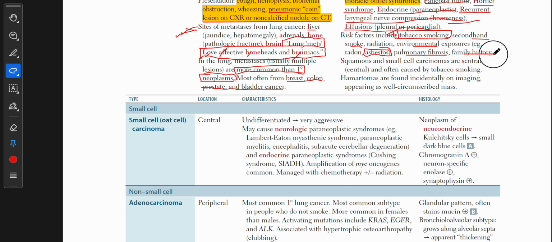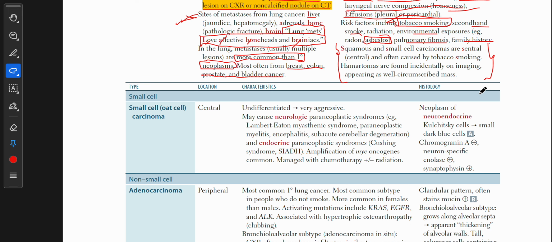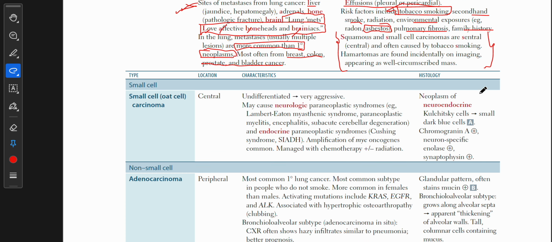So there is also the risk factor of family history. Squamous and small cell carcinomas are central and often caused by tobacco smoking, whereas hamartomas are found incidentally on imaging, appearing as a well circumscribed mass. So squamous and small cell carcinomas are central, C for central obviously.